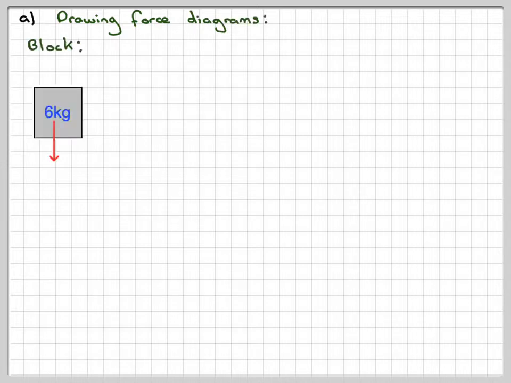Okay, so drawing the force diagrams. First we'll consider the block. The block has the weight of the block acting downwards, which is 6g newtons, and the tension acting upwards on the rope. There will be an acceleration of 0.2 meters per second squared.